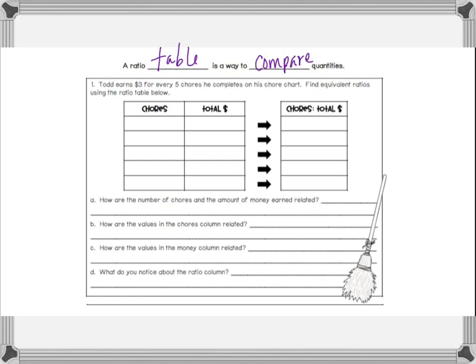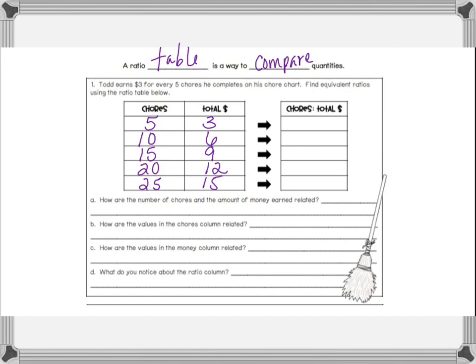So we have here where it says that Todd earns $3 for every 5 chores he completes on his chore chart. We're going to find the equivalent ratios using this table. So we know that when he does 5 chores, he earns $3. So if we continue with that pattern, then we can say when he does 10 chores, he's going to earn $6. When he does 15 chores, he's going to earn $9. 20 chores would earn $12, and 25 chores would earn him $15.